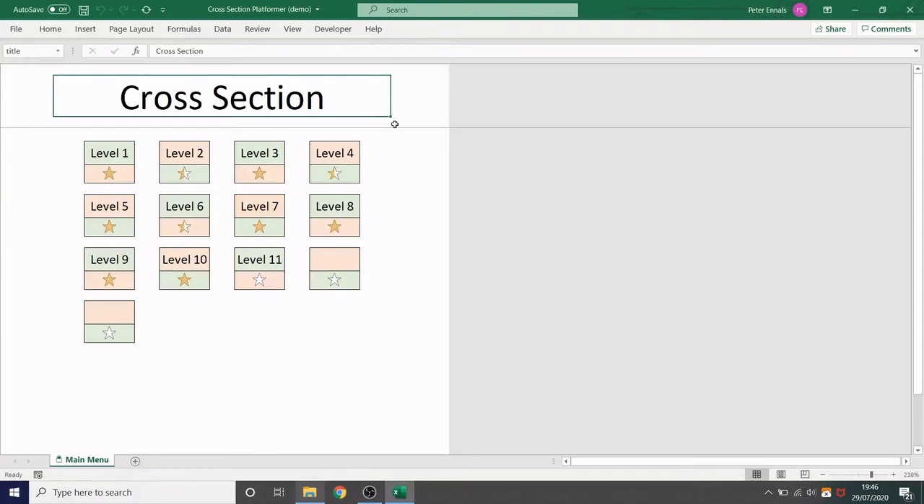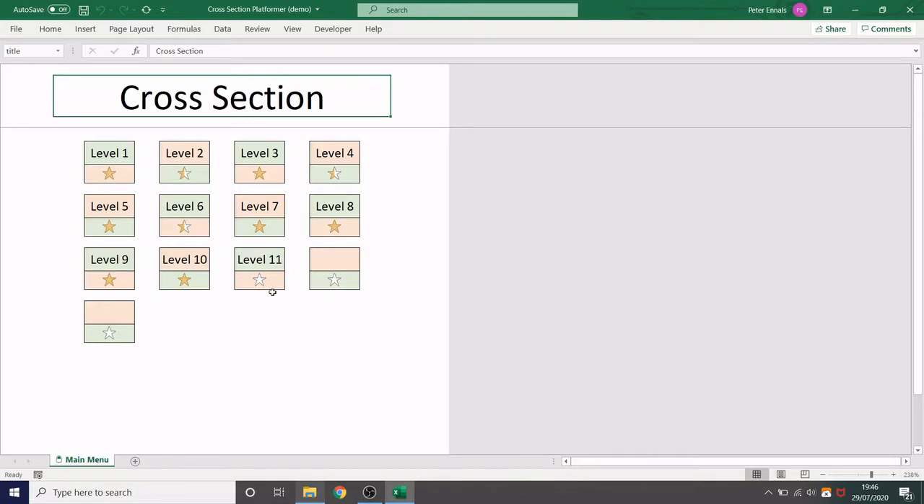Cross Section is a platformer game I made using Microsoft Excel and VBA. What you can see at the moment is the main menu and the levels which are available. Levels only unlock once you complete the level before it, and so you can see I've gotten to level 11.